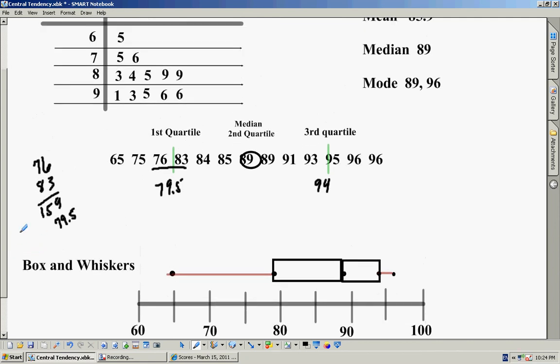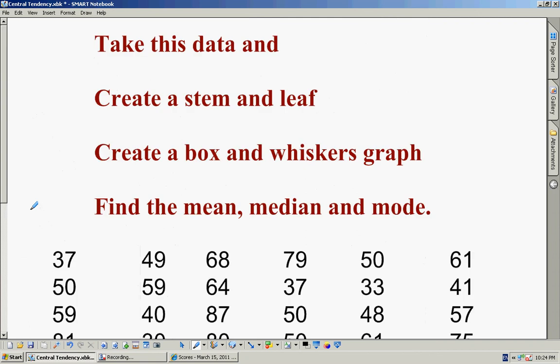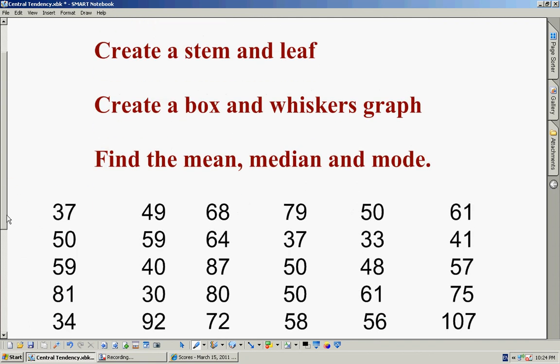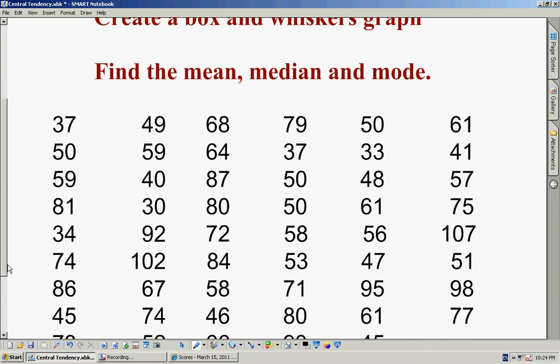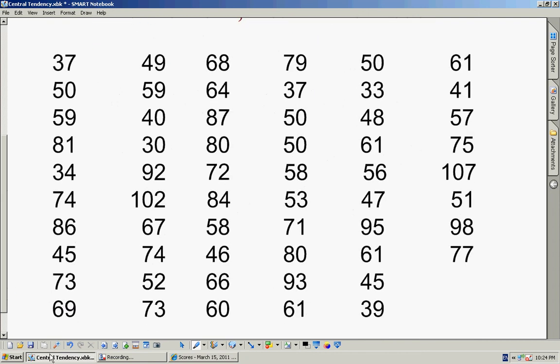Your assignment for tonight is this right here. I want you to take this data. Now, there's a little bit more data here. It's going to take you a little while longer to be able to do this one. But here's the set of data.